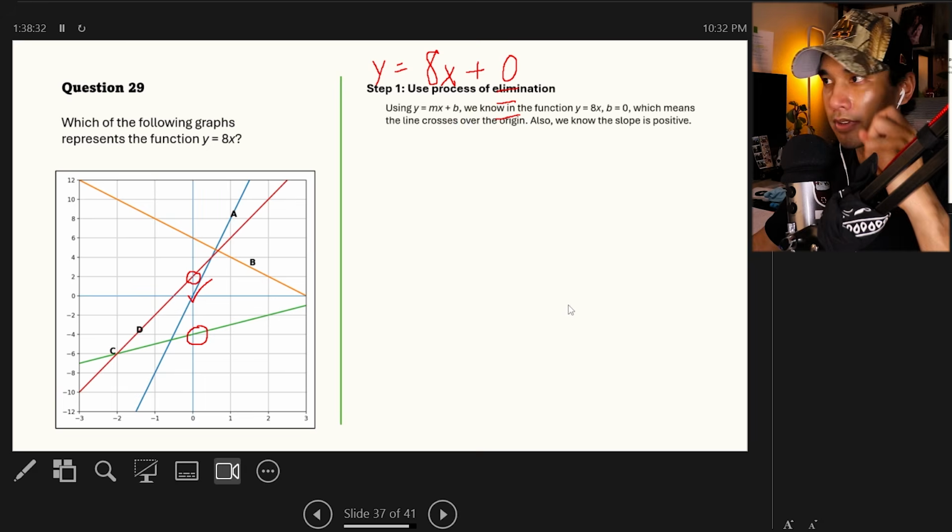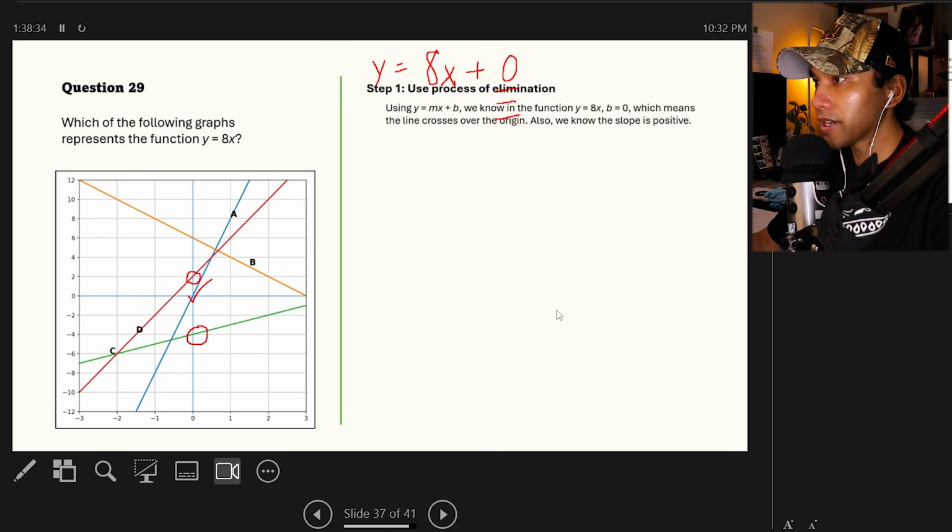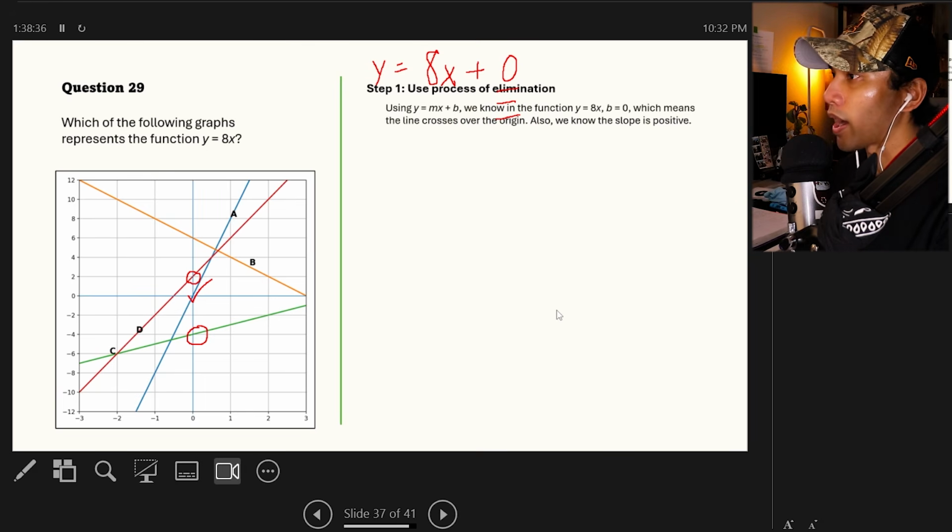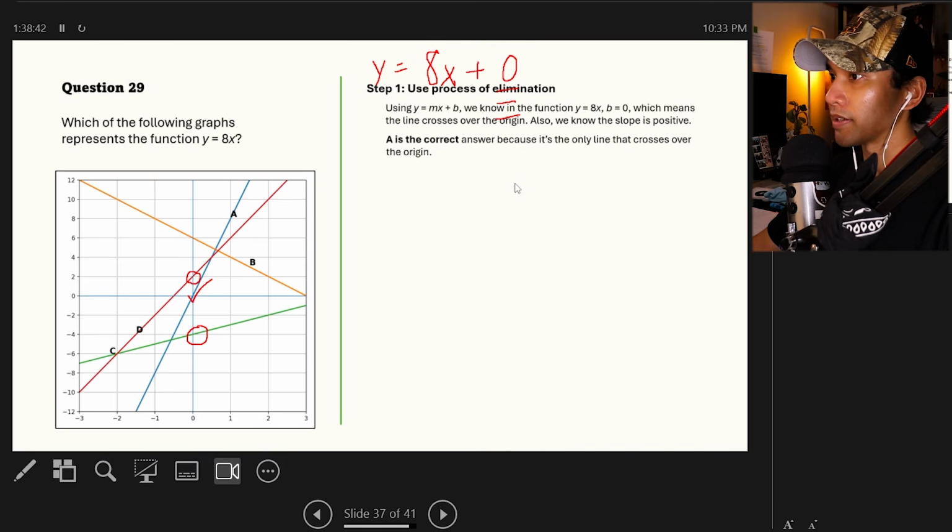So use process of elimination using y equals mx plus b. We know in the function y equals 8x, b equals 0, which means the line crosses over the origin. Also, we know the slope is positive. A is the correct answer because it's the only line that crosses over the origin. You're going to get something just like this, and you're going to have to use process of elimination to figure out which of the functions is represented in the graph.